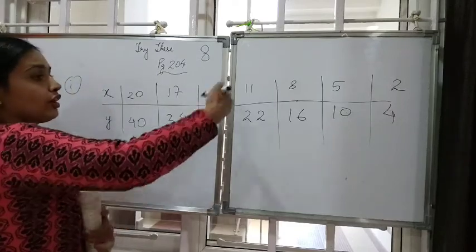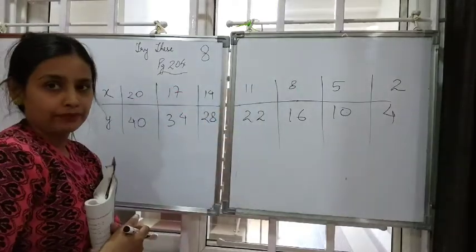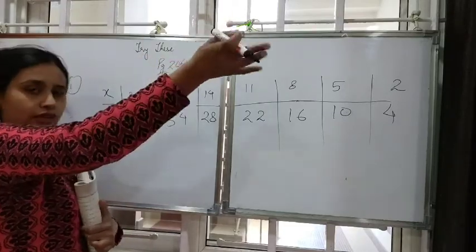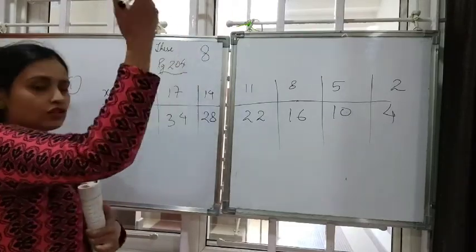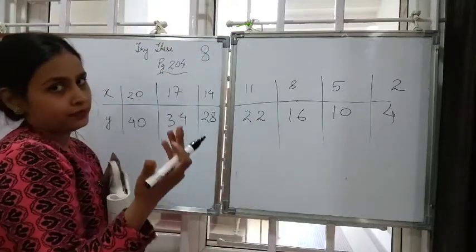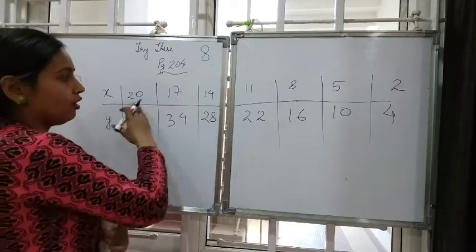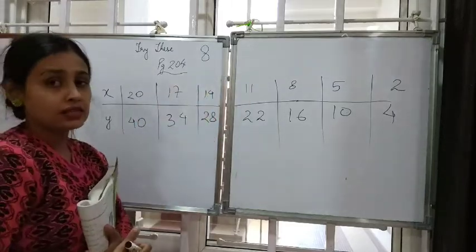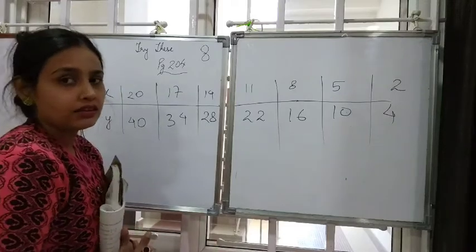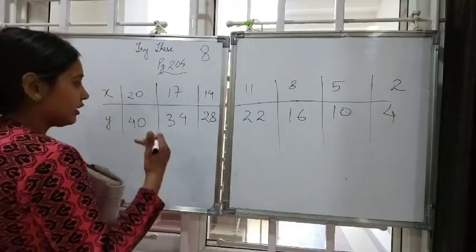We find the ratio. If the ratio of all is same, that means if x is increasing, y is also increasing. If x is decreasing, y is also decreasing. How are we going to get it? We compare the ratios. If all the ratios are same, that means it is in direct proportion. Otherwise, it is in inverse proportion.